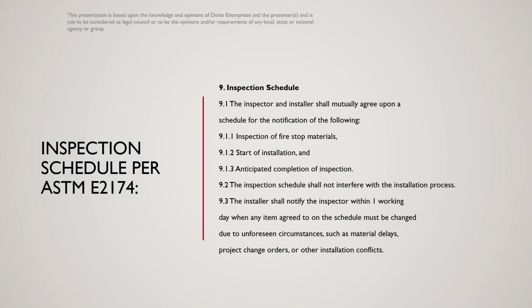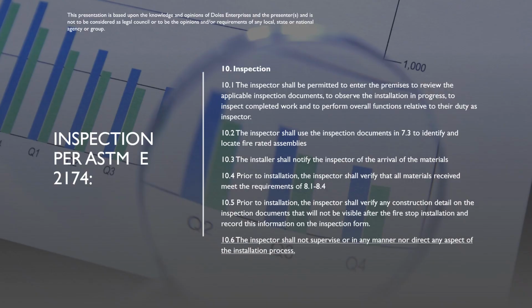Concerning inspections and scheduling, the language in ASTM E2174 is a good point of reference. This gives very specific criteria for how the inspection schedule is to be laid out and what kind of notices are to be given. Again, referencing ASTM E2174 concerning inspections, I particularly like 10.6. The inspector shall not supervise or in any manner direct any aspect of the installation process. This is just good advice for all inspectors. Inspectors should not be in the business of designing or offering fixes for issues.